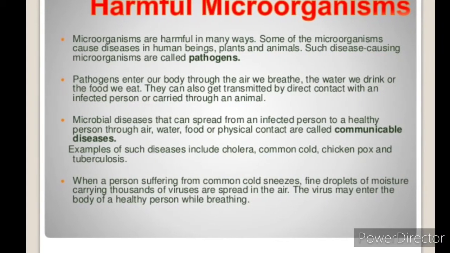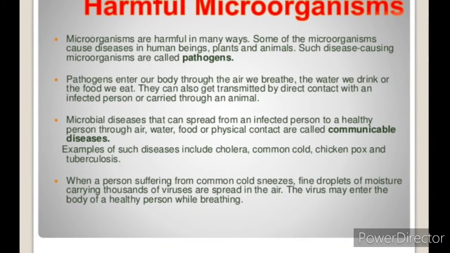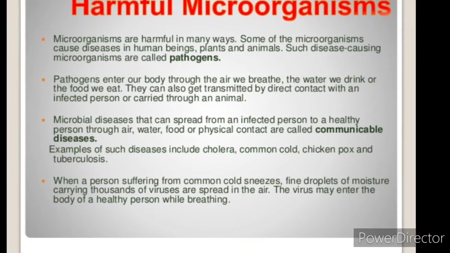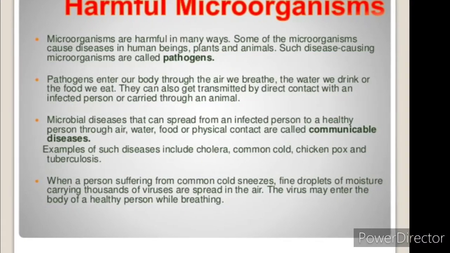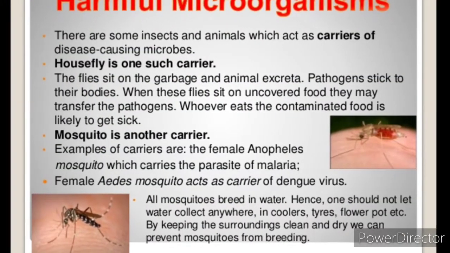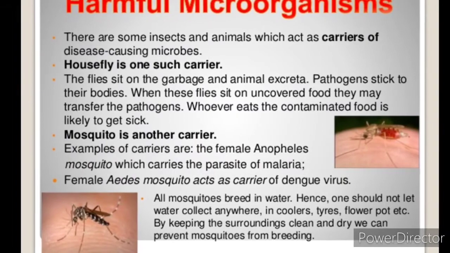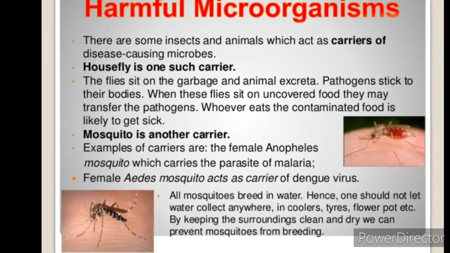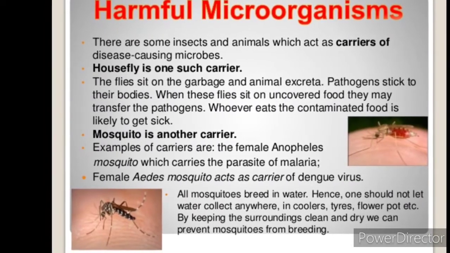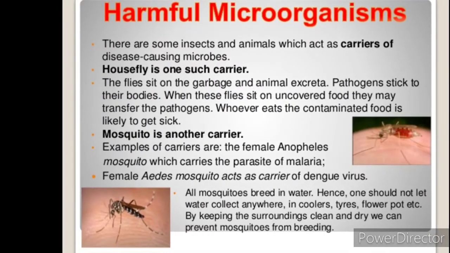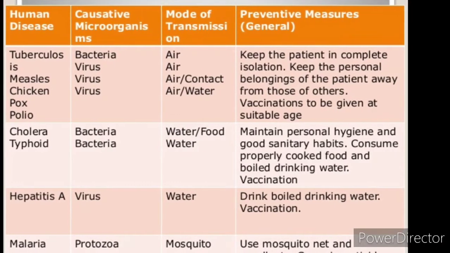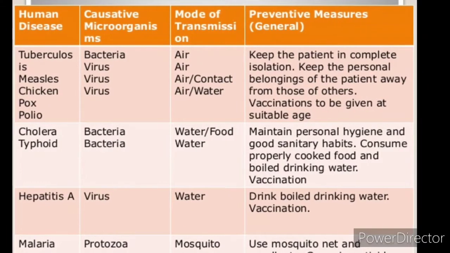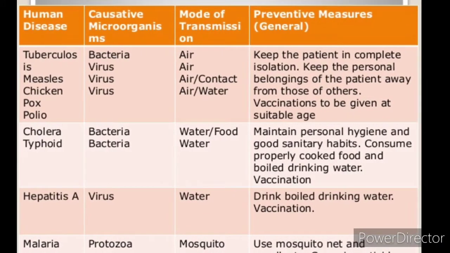Harmful microorganisms: the organisms which cause harmful effects to humans, animals and plants are known as pathogens. There are some insects and animals which act as carriers of diseases. The housefly is one such carrier. Human diseases: tuberculosis, measles, chickenpox, polio, cholera, typhoid, hepatitis, malaria. All these are caused by microorganisms and are dreadful diseases.